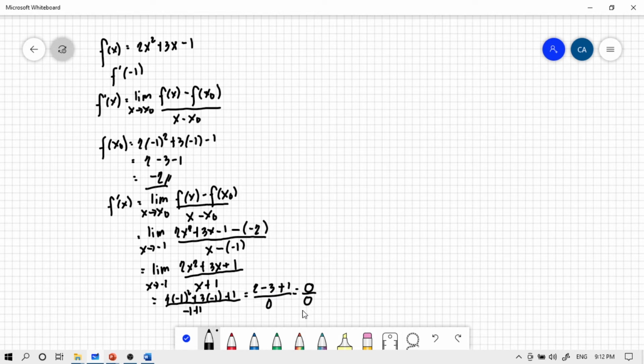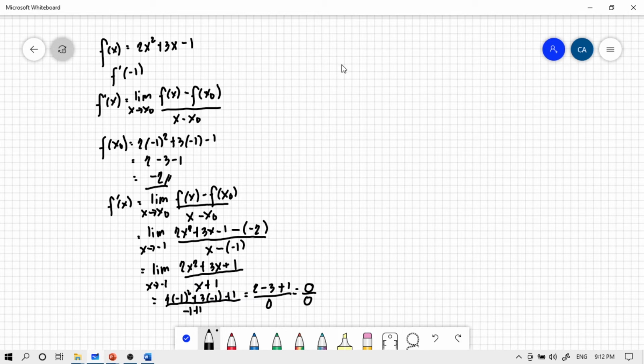So meron tayong sagot na nasa indeterminate form. So pag meron tayong sagot na nasa indeterminate form, meron tayong mga process na sinusunod like factorization or rationalization. Since ang may apply natin sa ating example ay factorization, kailangan nating i-factor yung 2x squared plus 3x plus 1 para makompute natin yung limit.